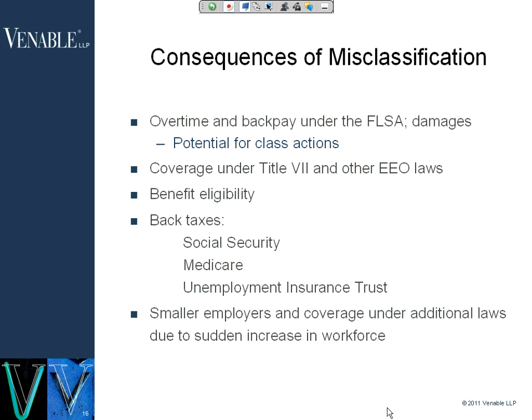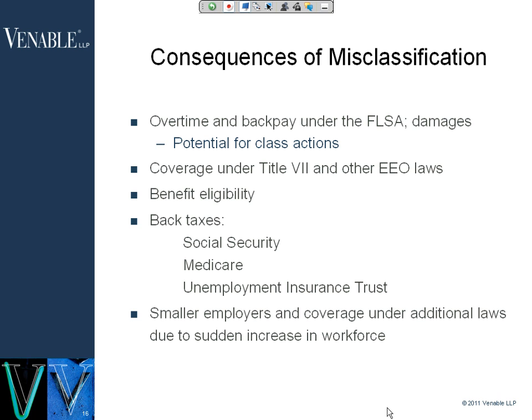The issue that I think everyone latches onto at first, because it's often the IRS raising these issues, is back taxes. And there we're talking Social Security and Medicare, so your FICA, unemployment insurance trust, FUTA, that should have been withheld, that they're going to be looking for.